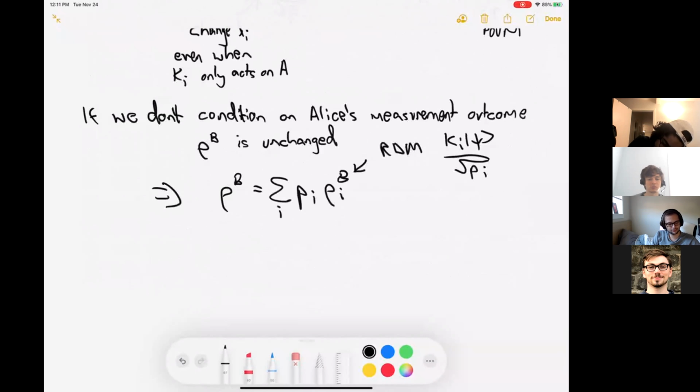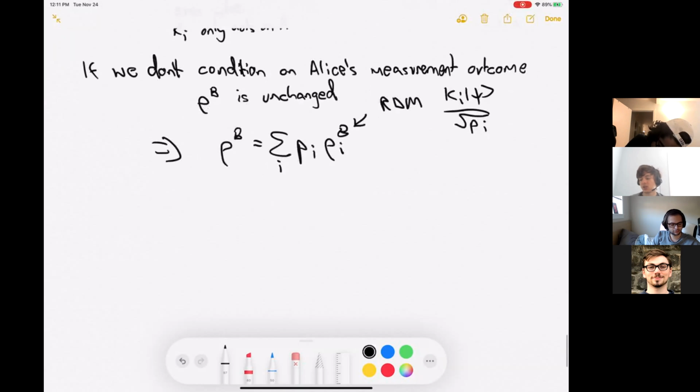Once Bob learns Alice's measurement outcome, he'll discover the state is actually in state rho i, but his expected state on learning that has to be the same as what he thought the state was in advance. And so we need this condition that the original reduced density matrix is just a classical mixture of the final ones.